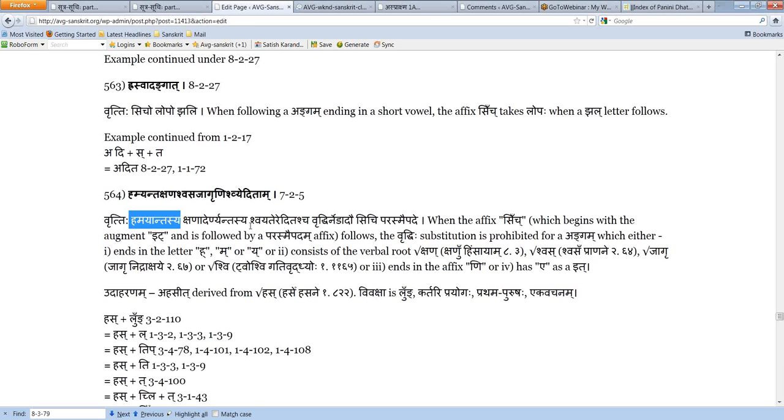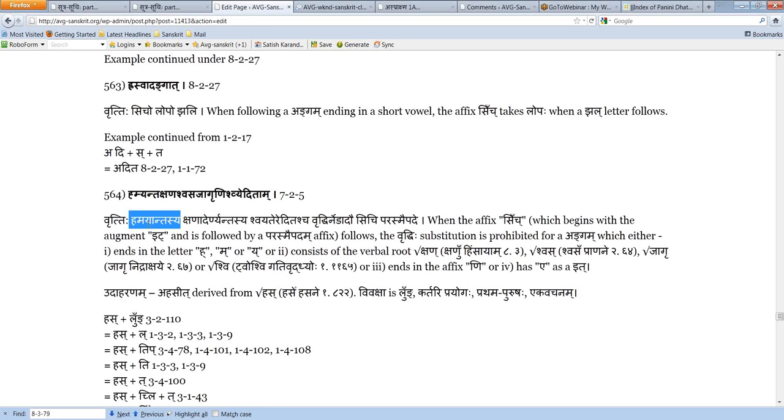Shvayater, Editascha. I'm sorry, I missed one point. Editascha, the dhatu which is edit has ekara as an it. So one more time. Hamayantasya, Kshana Shvasa Jagru Ni Shveditam. Shvedita means Shvi and Editam.